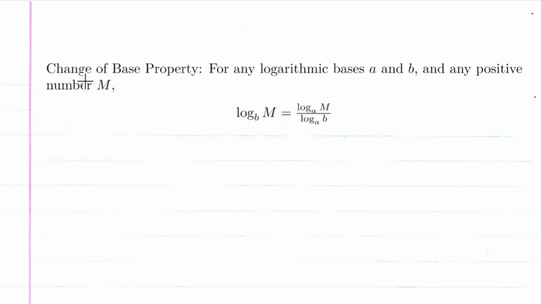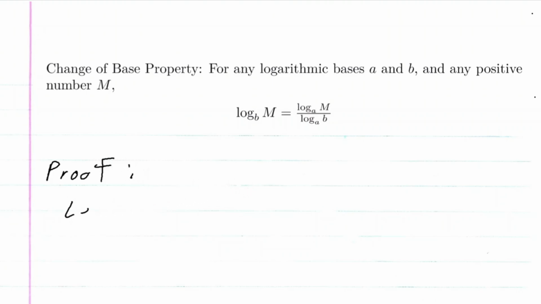All right, so we're going to prove the change of base property for logarithms, which states that for any logarithmic bases a and b and any positive number m, we have log base b of m is equal to log base a of m over log base a of b. So notice we changed the base from b to a using this formula, right? All right, so let's go ahead and start the proof.